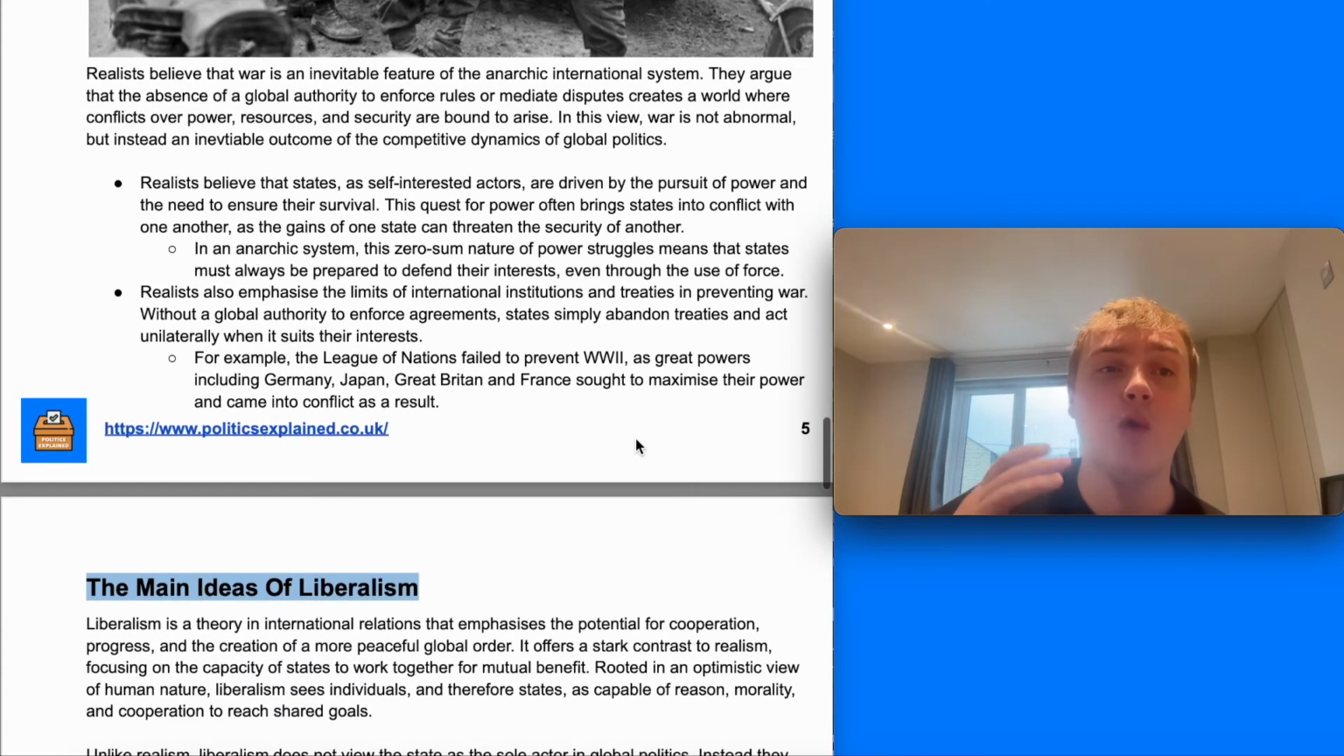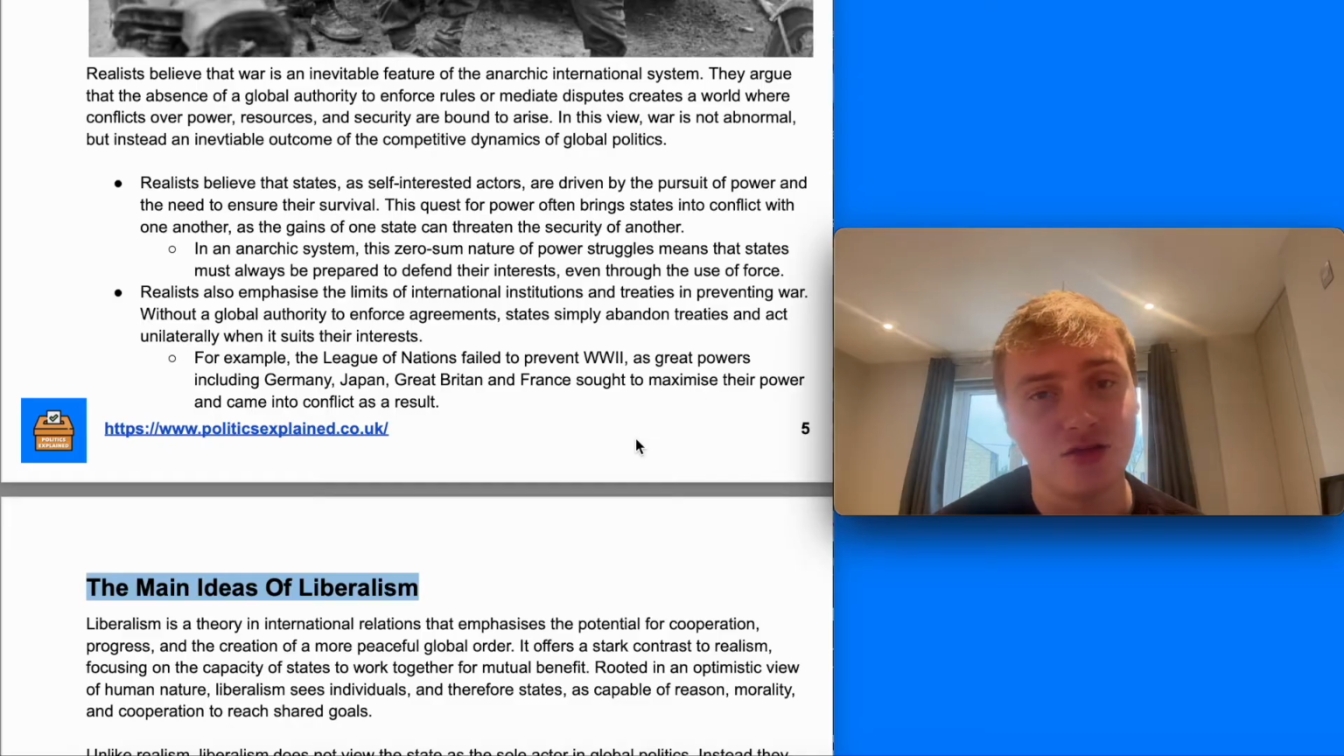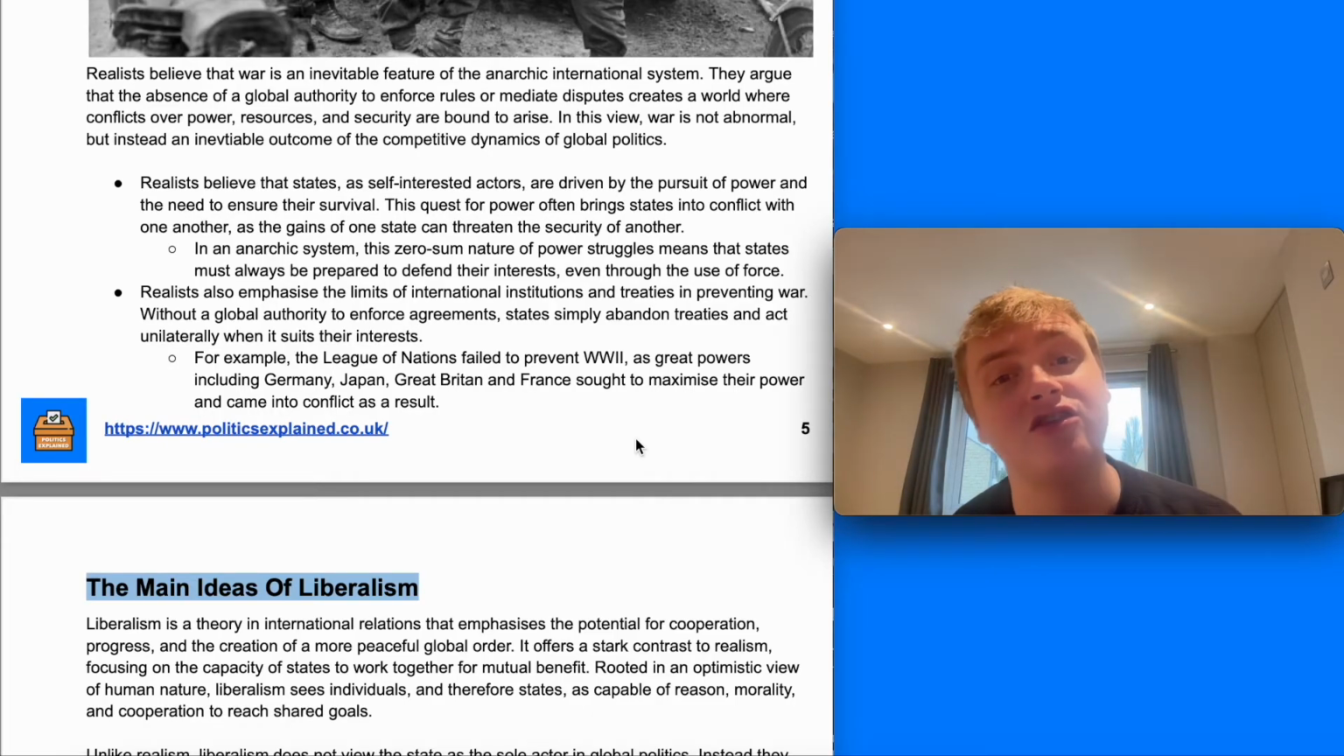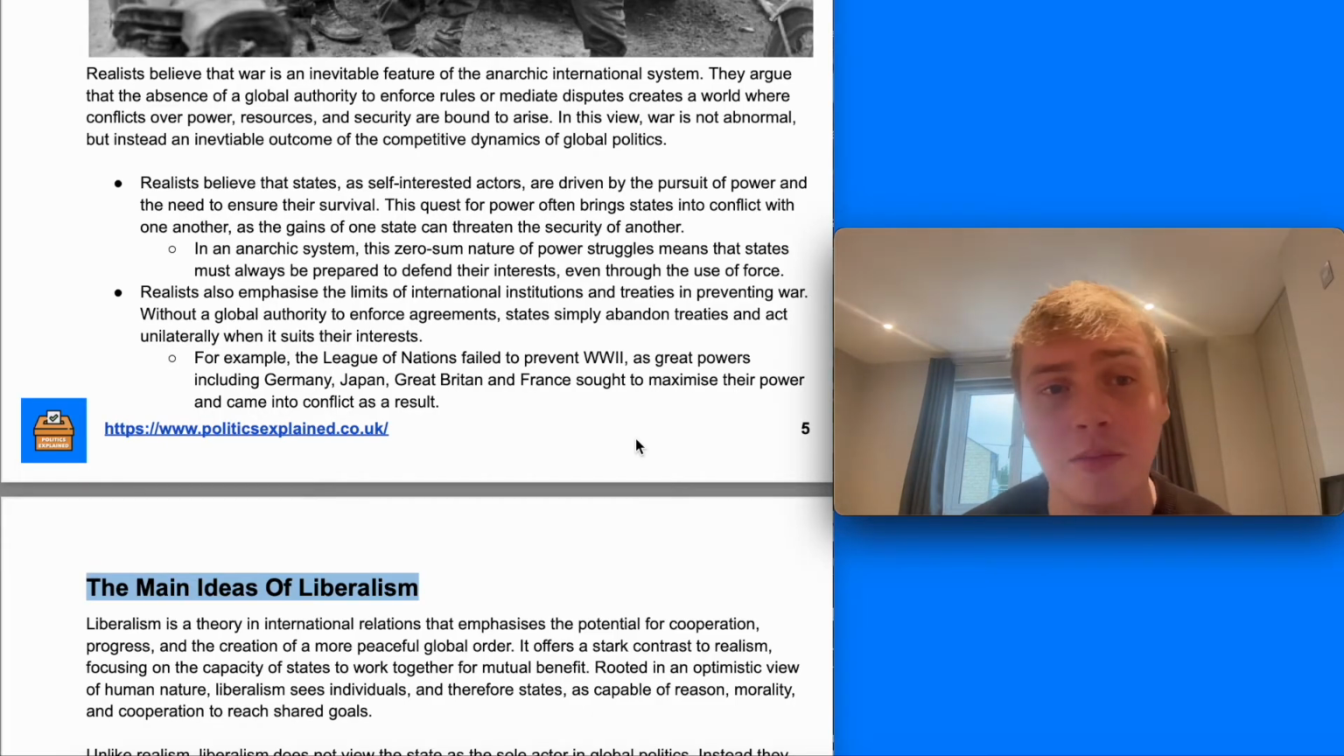So realists believe that war is an inevitable feature of the anarchic international system. They argue that the absence of a global police force, global government, global authority, whatever you want to call it, to enforce rules and mediate disputes, creates a world where conflicts over power and resources and security are bound to arise. War is abnormal, but is an inevitable outcome of the competitive dynamics of global politics.